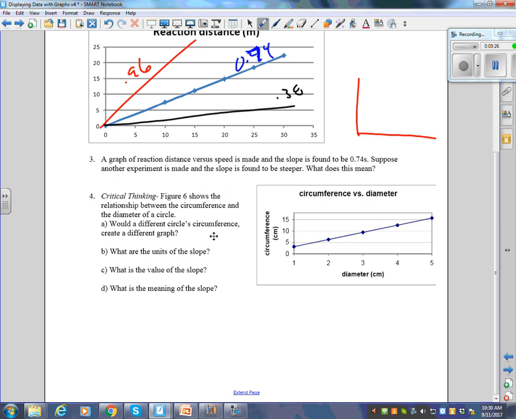Megan, what do you say? You say yes. Okay. If you have a different circle, we got one yes, we get a different graph. Jason? Yes? Yeah, different size circle, different graph. Okay. Alright? You're kind of giving me the no. So, different graph?